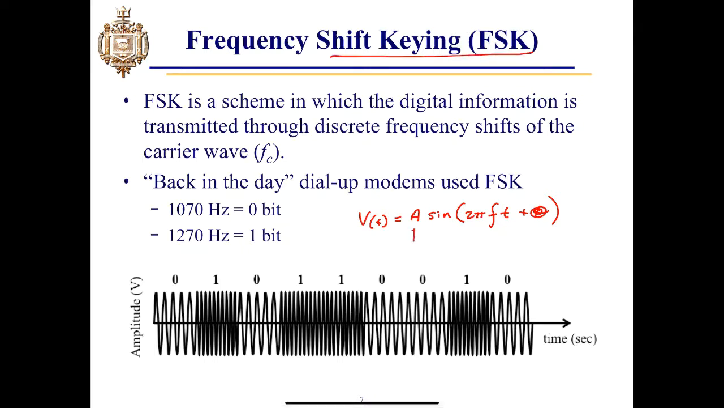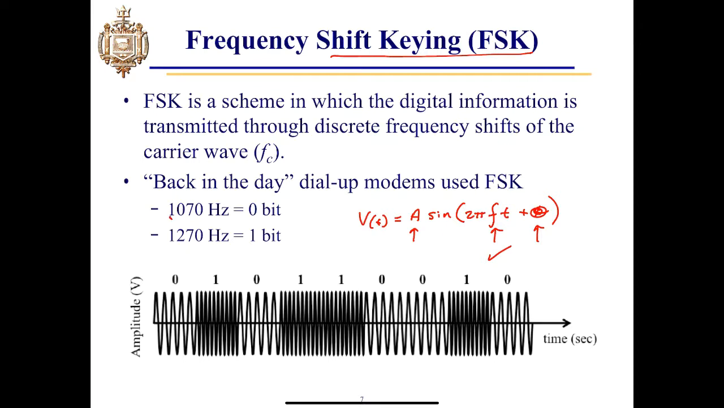Using shift keying methods, we can alter the amplitude, we can alter the frequency, and we can alter the phase. Everything else remains the same in this equation. For this first example, we're going over frequency shift keying, so we're going to alter the frequency. Frequency shift keying is a scheme in which the digital information is transmitted through discrete frequency shifts of the carrier frequency. This was used back in the day with dial-up modems.